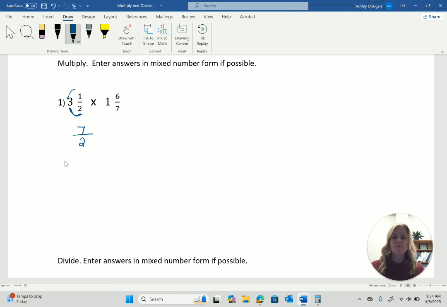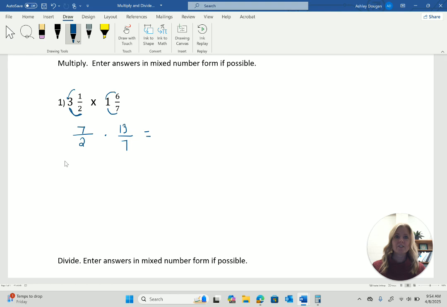Then we do the same thing for the second fraction. 7 times 1 is 7. Add 6, and we get 13. And we keep the denominator the same, and that's going to be 7. Once we change those to improper fractions and we're multiplying, it's the same as if we were multiplying two fractions. We just have that extra first step, and then it's the same as multiplying two fractions together.